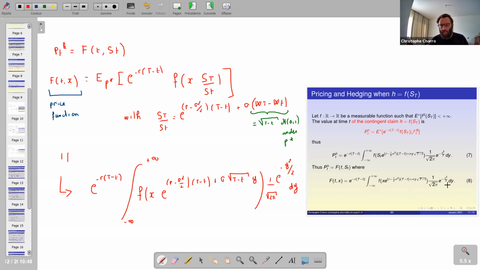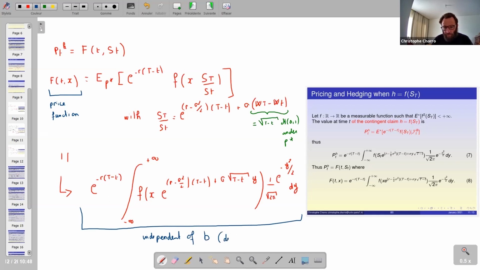So it's exactly the expression that you have here. Okay, and of course, I remark that this expression is independent of the drift B. It depends only on the parameter sigma.